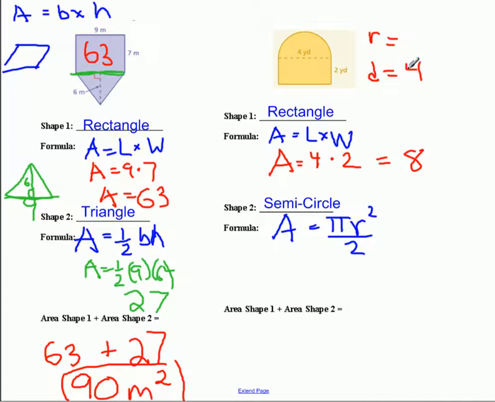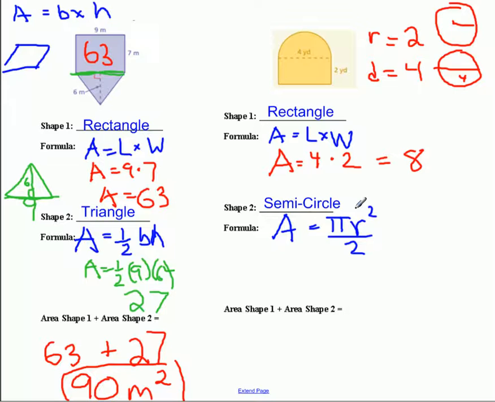So if the diameter is 4, again, if you need to draw yourself a little picture, do it. Diameter goes all the way across the circle. So if the diameter is 4, radius only goes halfway across the circle. So 4 divided by 2 makes 2. So I need to use the number 2 in this formula.